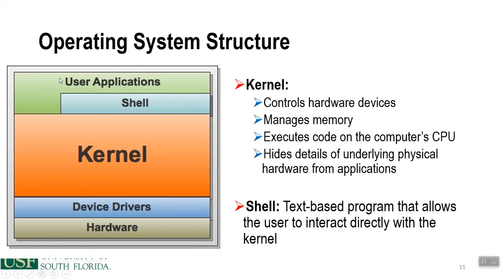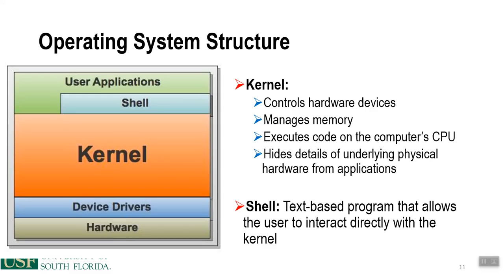Now the user applications we're very familiar with. That's just a double click on Google Chrome and we're able to access an application that will allow us to execute a particular task. But the shell is a text-based program that allows the user to interact directly with the kernel. So instead of using a GUI, a graphical user interface like what we're all used to, command line is a text-based interface that allows us to run commands to get finer grained control over the kernel such that we can get finer grained control over the hardware.